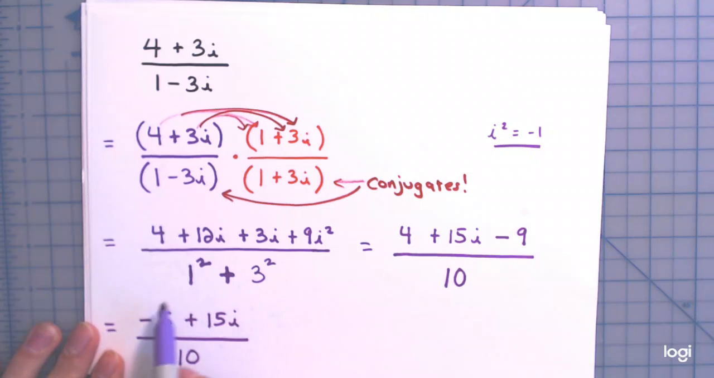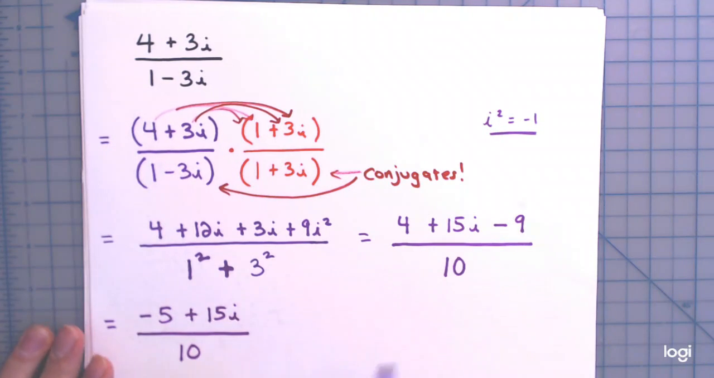All right, and this is great. Okay, the denominator is rationalized, right? 10 is a rational number. You don't have i down there. You don't have the square root of negative 1 down there anymore. But again, I'm going to try to write this so that it's in that a plus bi form, right? The standard form for a complex number.